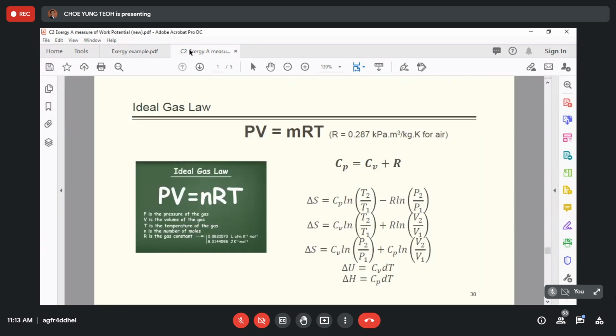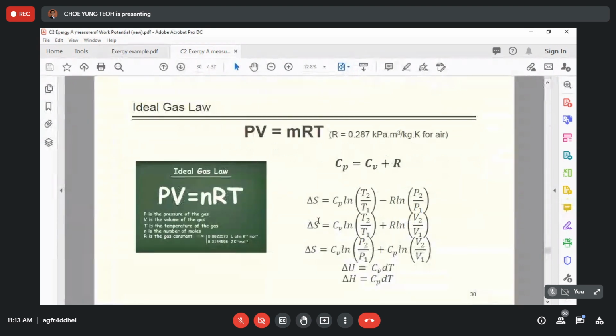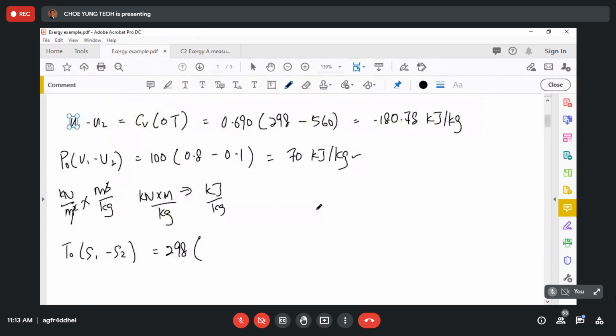So S1 minus S2, you can use any of these equations. So which one you want to use is up to you. But according to this question, we are given R and CV. Okay, maybe I can use the second one. Okay, delta S equal to CV ln T1 over T2 plus R ln V1 over V2.